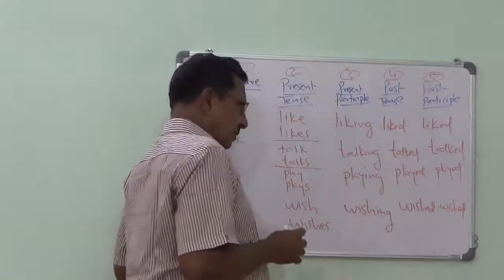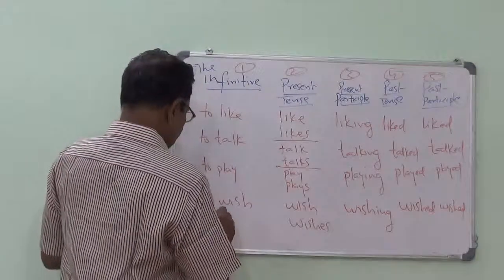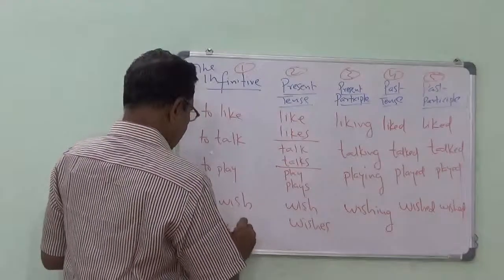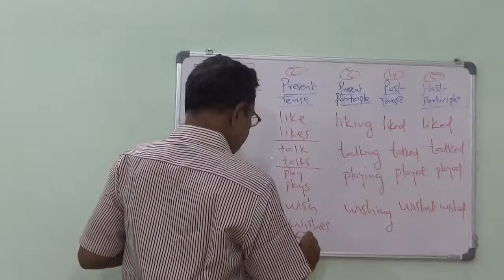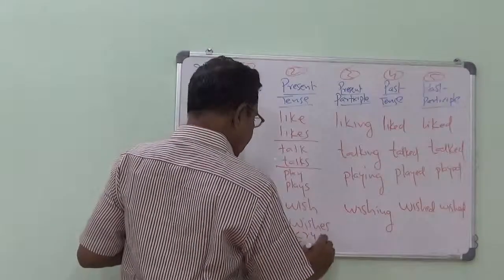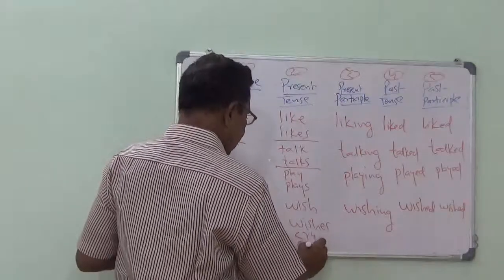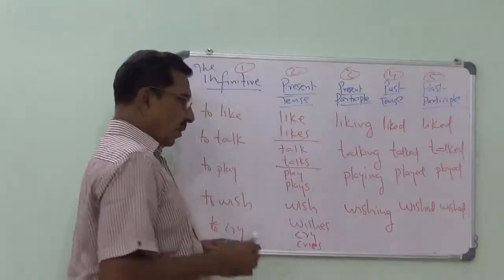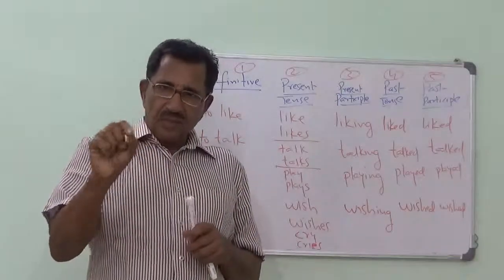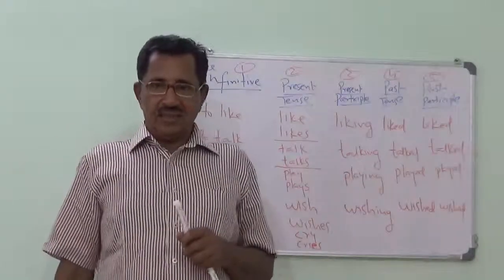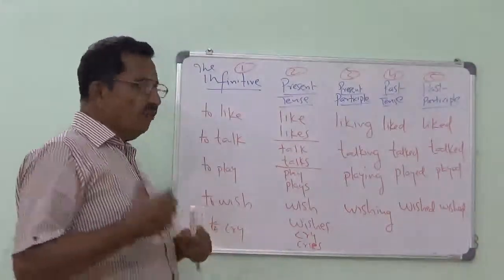Let's take one more example. Cry. To cry. Then cries. Cry, cries, yes, I-E-S. Like our plurals, remember our noun plurals. For a noun ending in y, the plural is ies, not just s. Isn't it? Yes. Fly, flies.